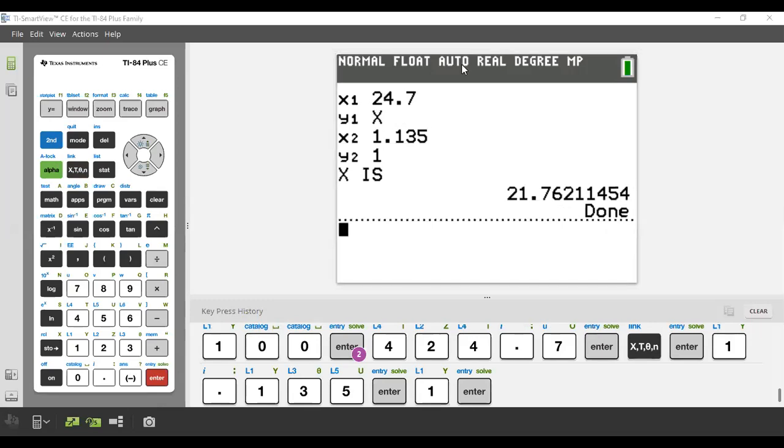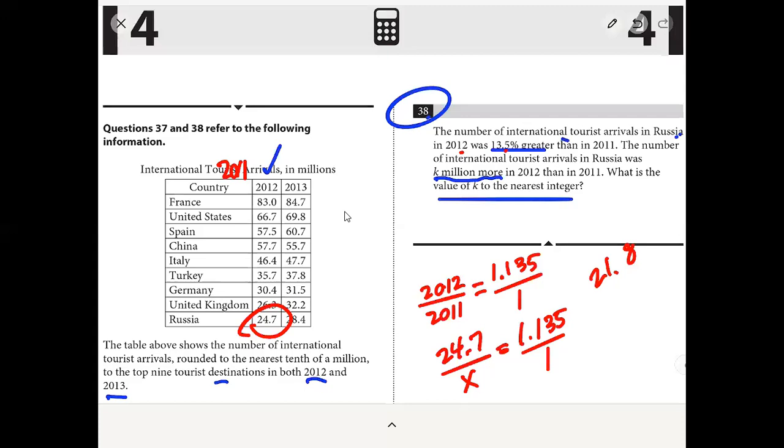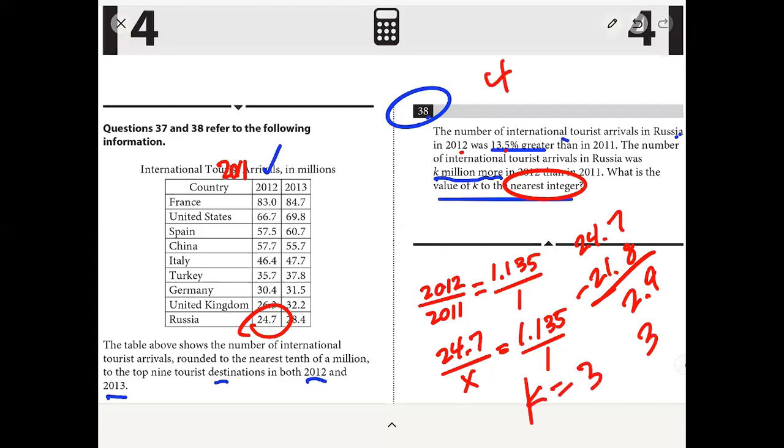So let's go back to our answer sheet. And so all we would do is we would go 24.7 minus 21.8. So this would be 2.9. They said rounded to the nearest integer. So this would be 3 million. That would be my answer. So K equals 3. We use the proportion piece of the ALINEAR program. Proportion. All right, we use this a lot.